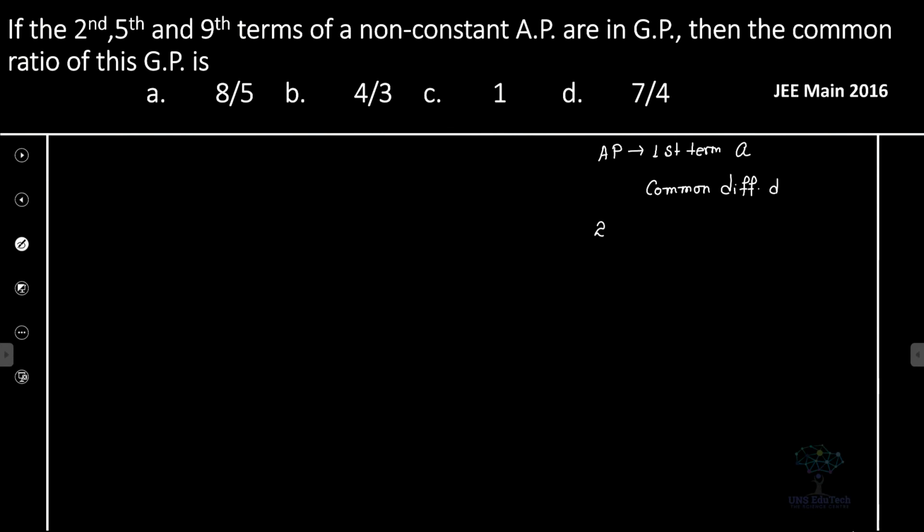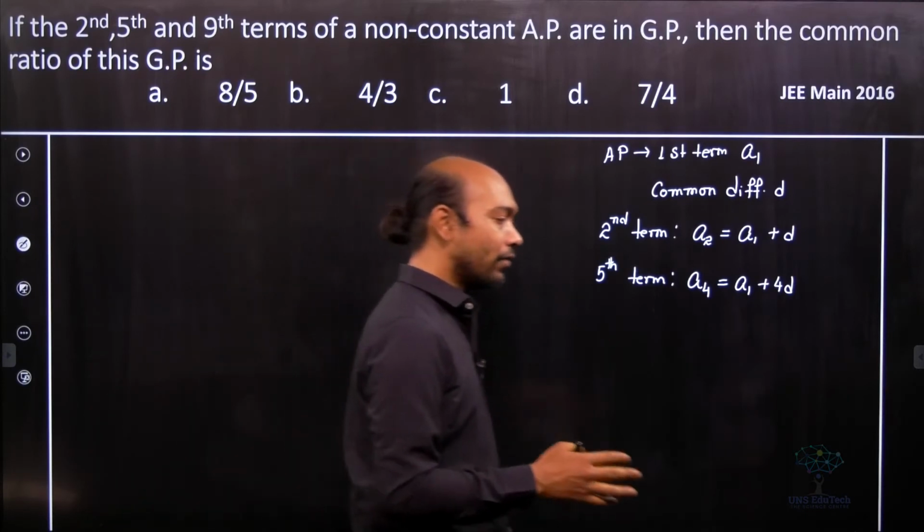Now let's go ahead and find the second term. Let us consider it A2. So it will be equal to A1 plus (n minus 1)D, that is A1 plus D. Then we have the fifth term. What is the fifth term? It will be A5, that's equal to A1 plus 4D. I just write A1 here, okay? No problem. So the second term and fifth term are done.